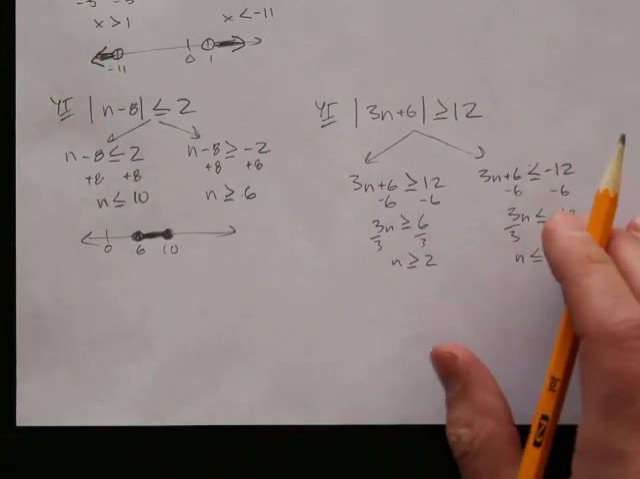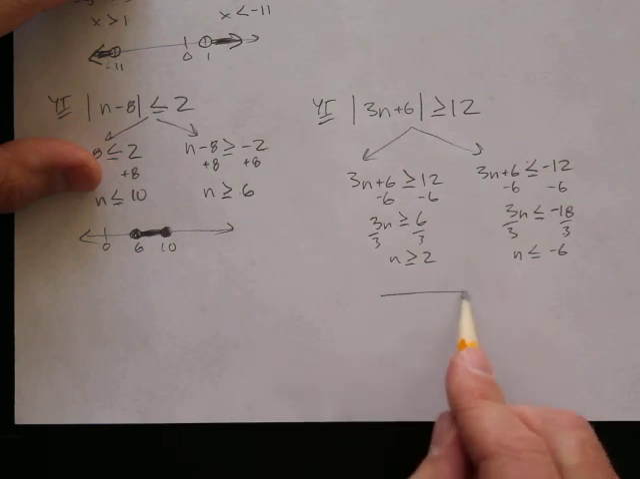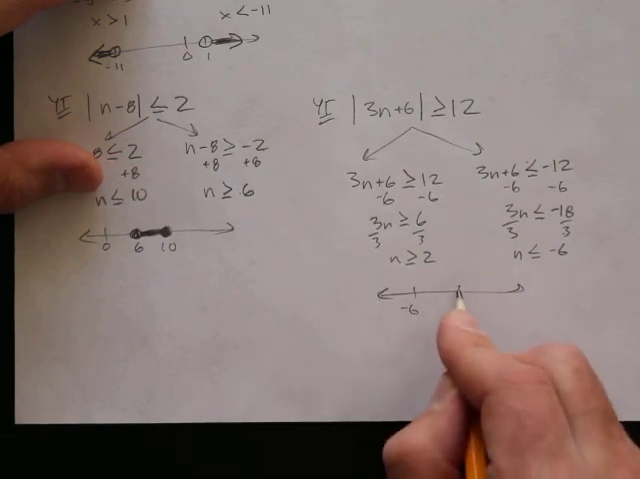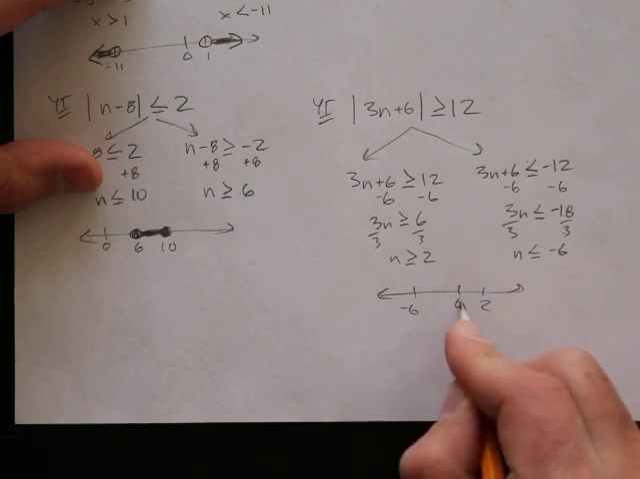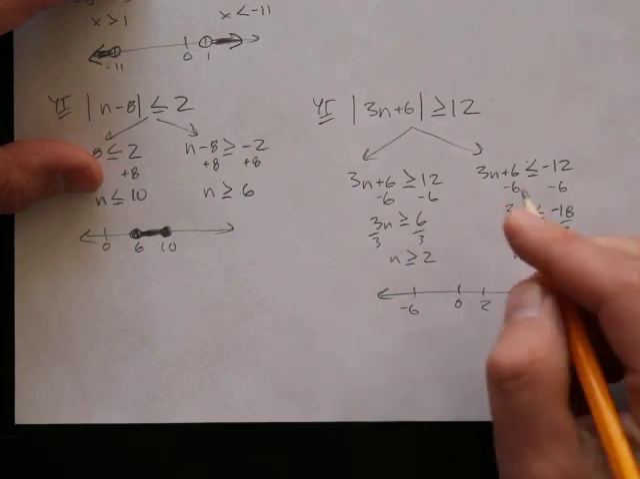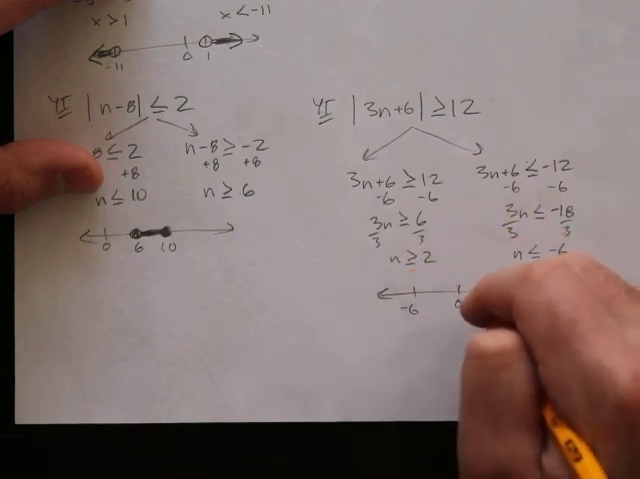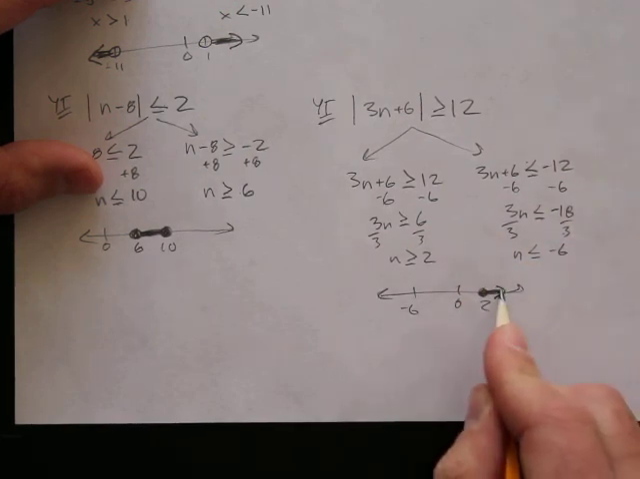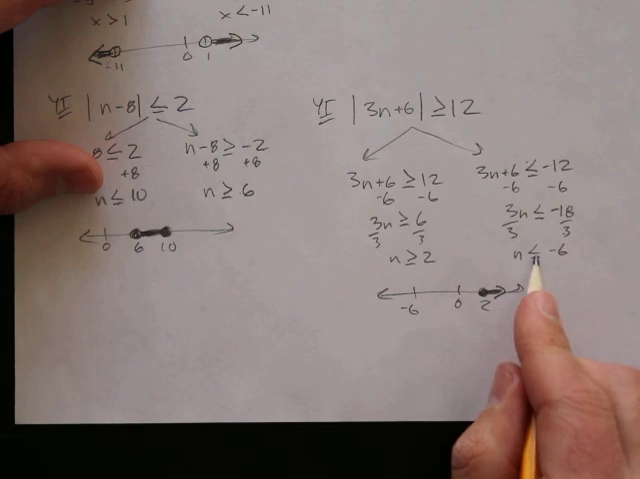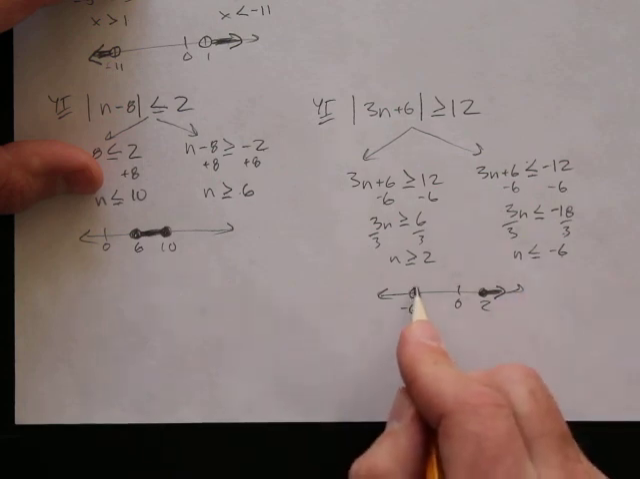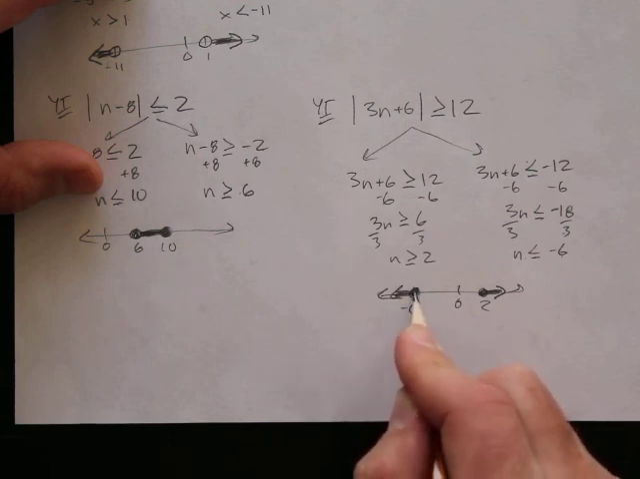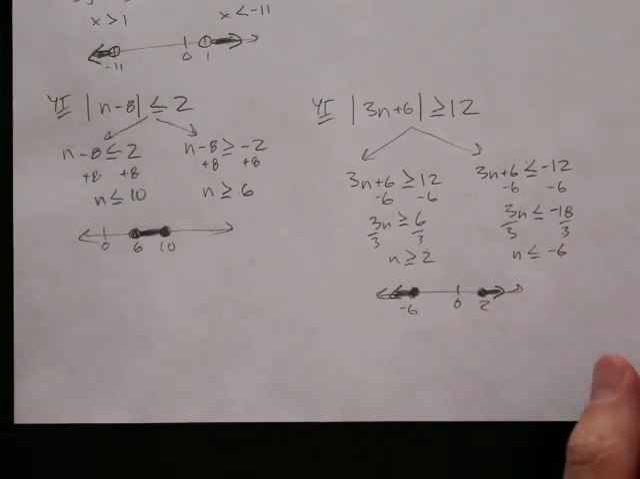Okay, let's graph this. Negative 6, 0, 2. N is greater than or equal to 2. Here's 2, solid, to the right, greater than or equal to. And n is less than or equal to negative 6. Less than or equal to negative 6.